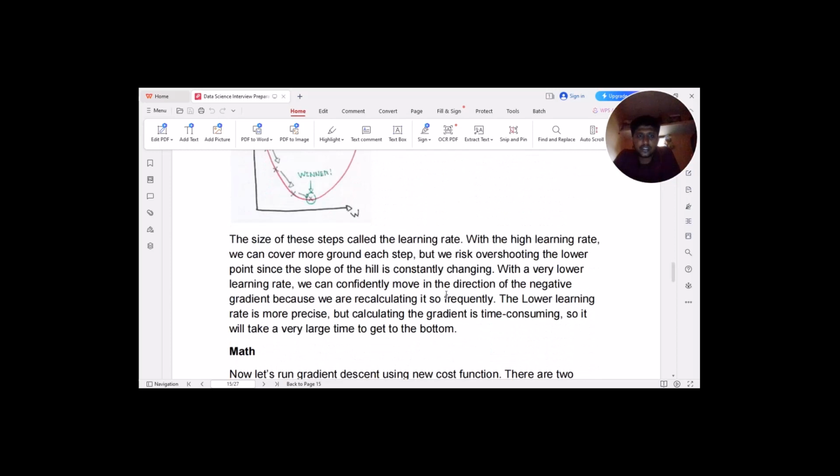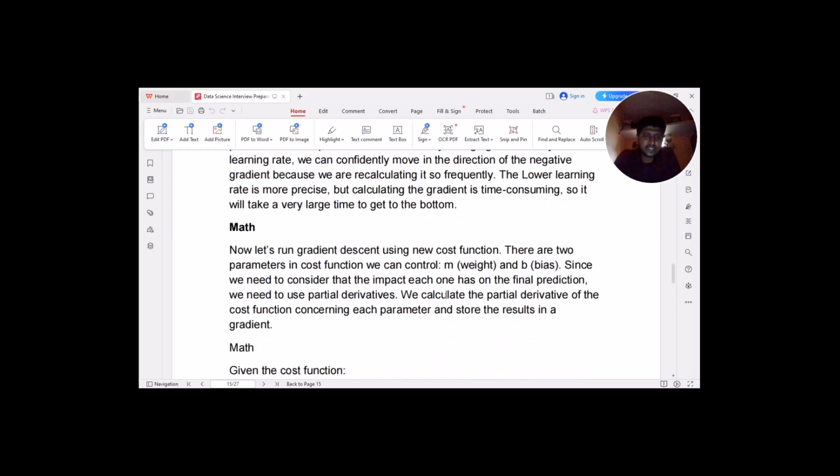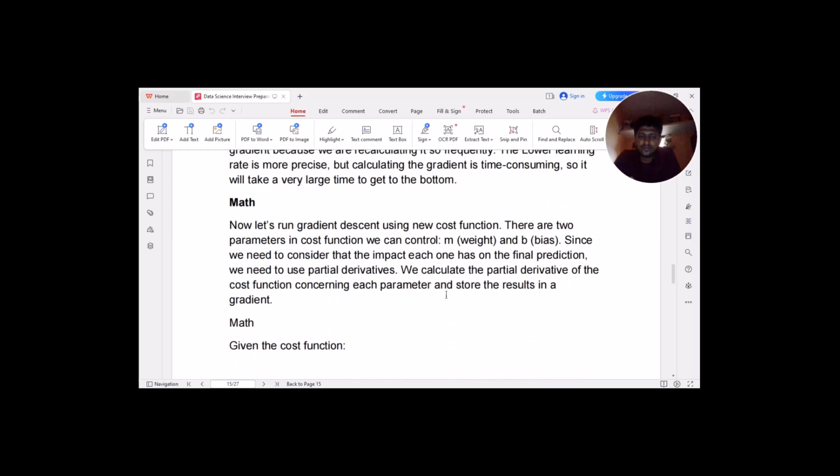With a high learning rate, we can cover more ground each step, but we risk overshooting the lower point since the slope of the hill is constantly changing. With a very low learning rate, we can confidently move in the direction of the negative gradient. Because we are calculating it so frequently, the lower the learning rate is, the more precise. But calculating the gradient is time consuming, so it will take a very long time to get to the bottom.